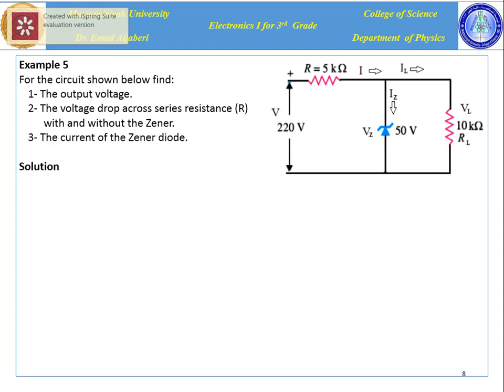In this example, the input voltage is 220 volt and the Zener voltage is 50 volt. The requirements are the output voltage, the voltage drop across the series resistance, with and without the Zener, the current passes through the Zener diode. The first one, when the Zener is connected, that means the output should be the V sub Z. So VL is equal to V sub Z, and this is equal to 50 volt.